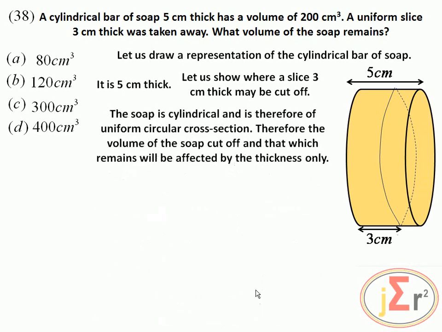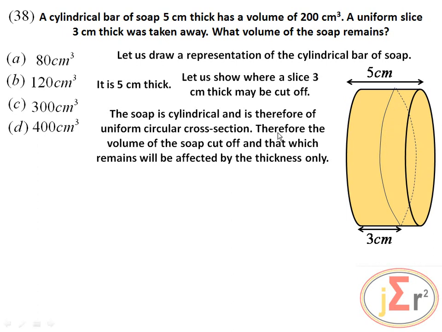The soap is cylindrical and is therefore of uniform circular cross section. Therefore, the volume of the soap cut off and that which remains will be affected by the thickness only. So, we have this cylinder and we are sure that it has uniform cross-section. Therefore, whatever the cross-section here is, it is the same cross-section here. If we cut a slice from it right here, the cross-section of what remains, and that which is removed, those cross-sections will be of the same area.